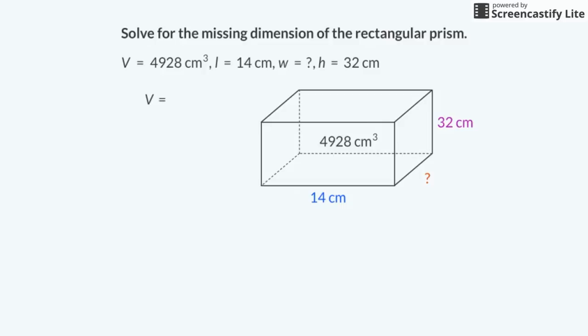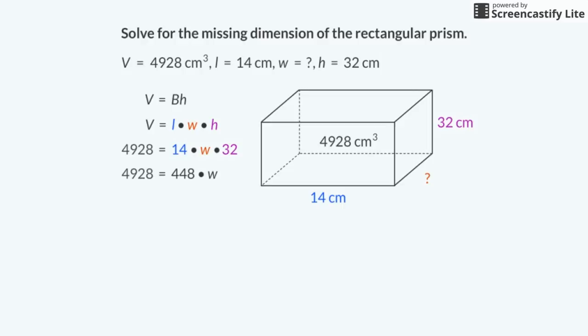Now I can substitute in the values I was given into the formula volume equals length times width times height. I substitute 4,928 for the volume. I will substitute 14 for the length and 32 for the height. Now I can solve for W, the width. Now it's time to solve the formula for the unknown dimension, the width.